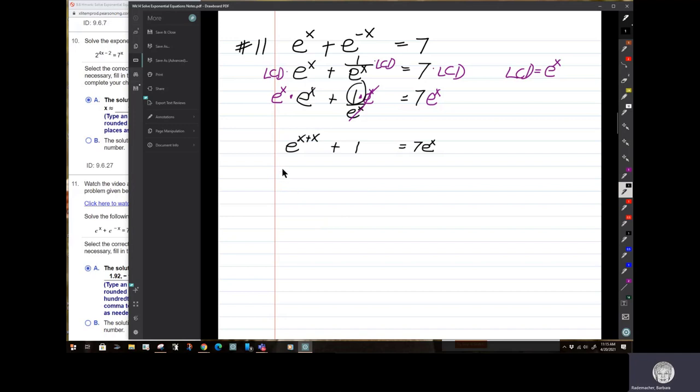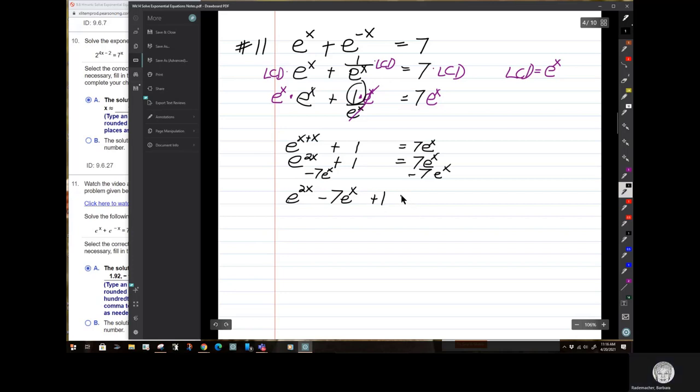So I'm going to put in a separate step here, and I'm just going to say e to the 2x plus 1 equals 7 times e to the x. Well, this is a truly weird equation. I am going to subtract 7 times e to the x from both sides of the equation. And in a minute, if you haven't already seen it, you're about to see it. This is e to the 2x minus 7 times e to the x plus 1 equals 0.